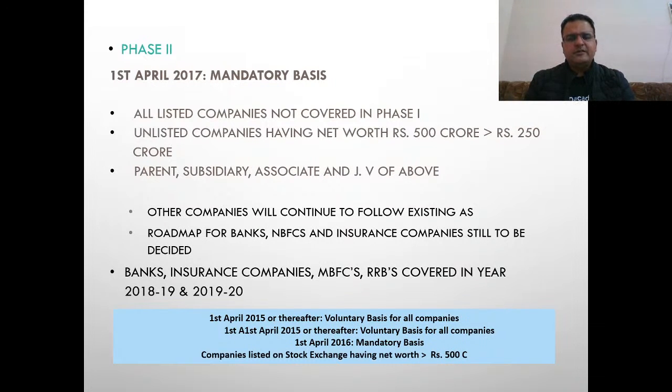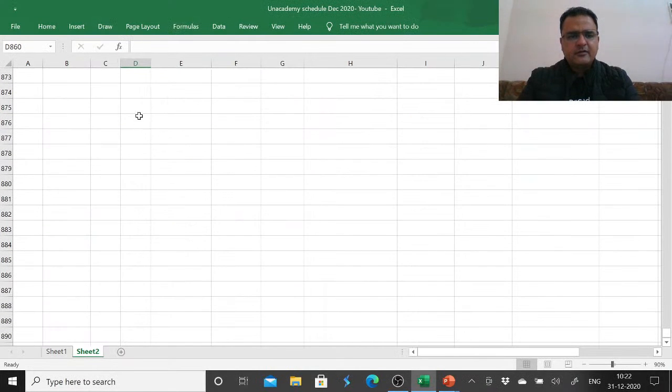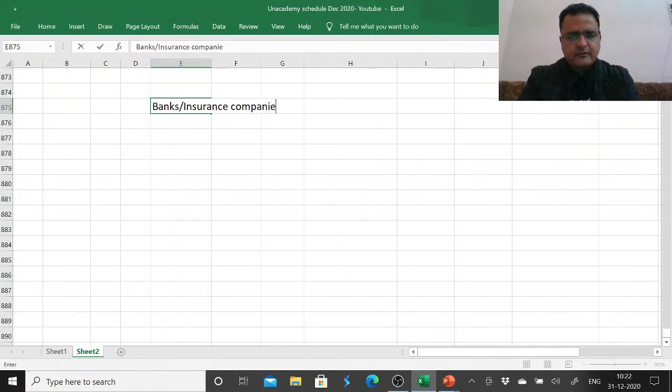The banks, insurance companies, NBFCs, housing finance companies, non-banking financial companies, they were all required to get covered from the financial year beginning 2018-19 in a similar manner. Phase 1 and phase 2, all entities having net worth of more than 500 crores, banks, insurance companies, NBFCs, were required to implement Ind AS. Banks, insurance companies, NBFCs, housing finance companies, they were required to implement Ind AS beginning 1st April 2018.